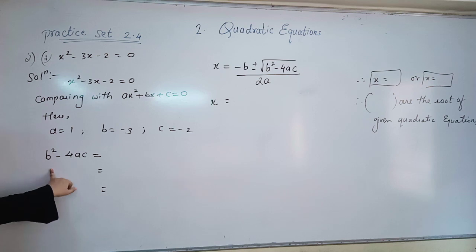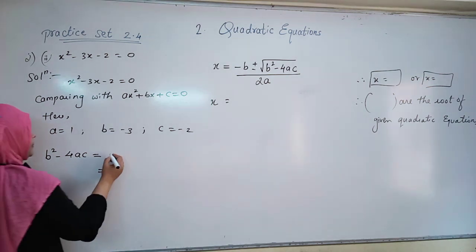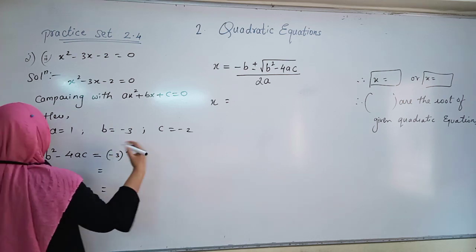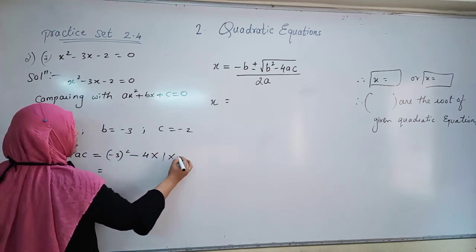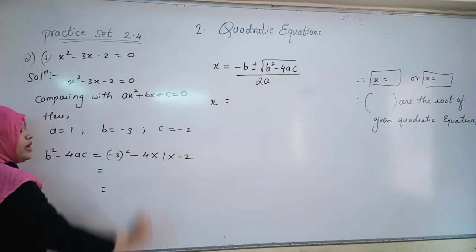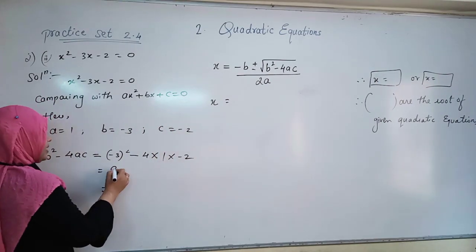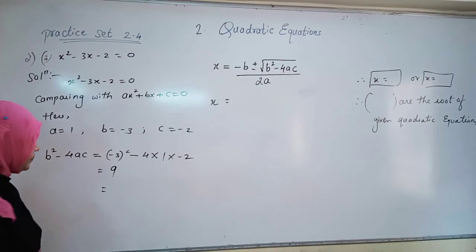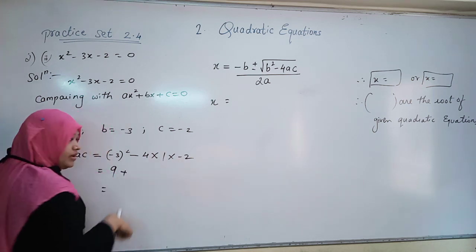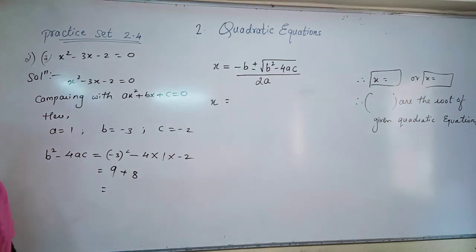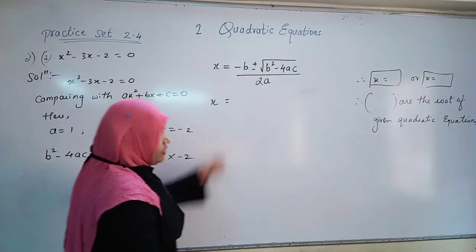First of all, we are going to find b square minus 4ac. So b square means minus 3 square, minus 4 into a value 1, c value is minus 2. What is the square of minus 3? 3 3s are 9. Minus minus plus, so we write here 9 only. Minus minus became plus. 4 1s are 4, 4 2s are 8. So what answer did we get? 9 plus 8 will be 17. Now we are going to use the formula.